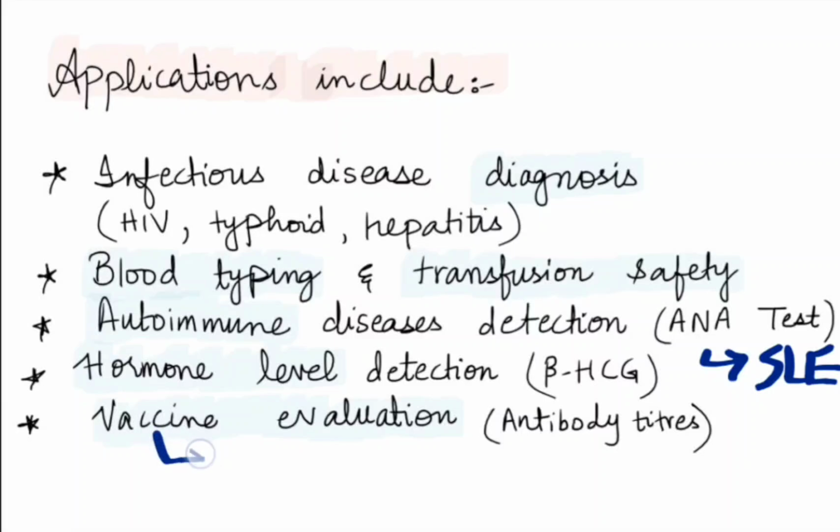As we all know, in a vaccine we introduce a weak antigen in our body. So in order to generate or detect an antibody response against that weak antigen, we have to evaluate the antibody titers. So this is vaccine evaluation and it also includes serological tests.